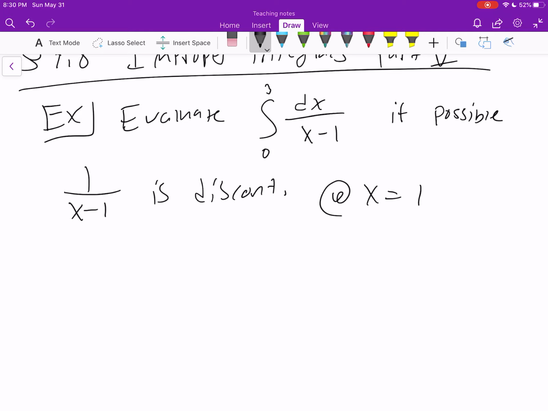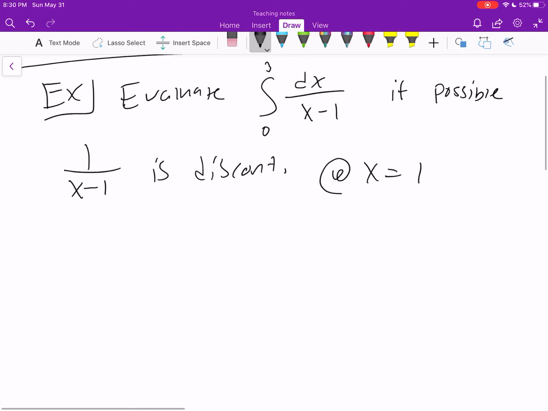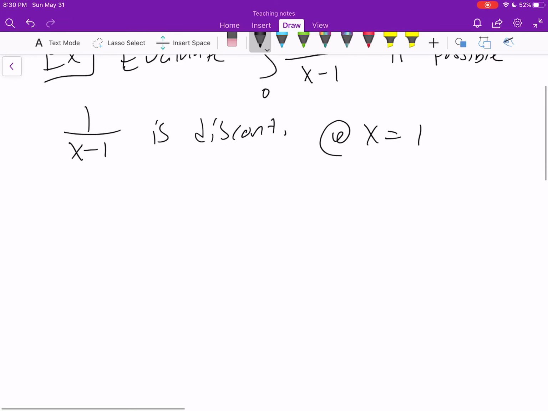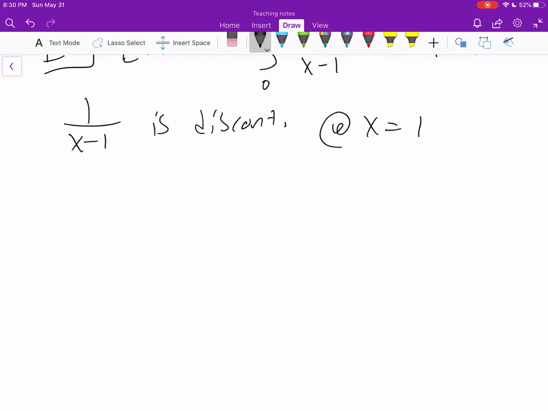So, in the previous 2 examples, we saw our function shooting off to infinity as we approached the top bound. We saw it shooting off to infinity as we approached the bottom bound of our integral. And this integral shoots off to infinity in the middle. So we have to treat that as part C of that definition, which tells us to handle this by writing it like this.